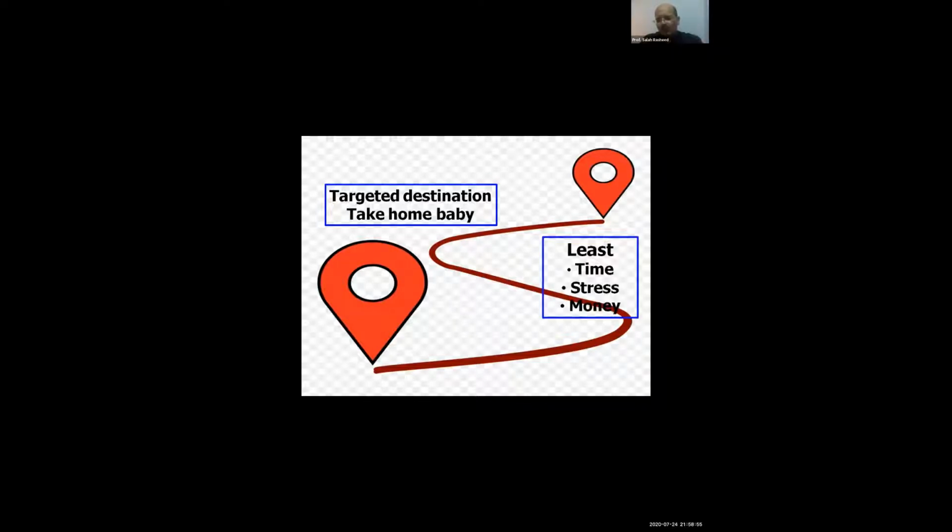Every journey has its start and its final destination. If we look, what is our targeted destination during an infertility journey? Sure, it is the take-home baby. And this targeted or final destination can be reached through different routes. But the ideal route is the one associated with the least time, the least psychological stress for the couples, and the least financial burden for these couples.